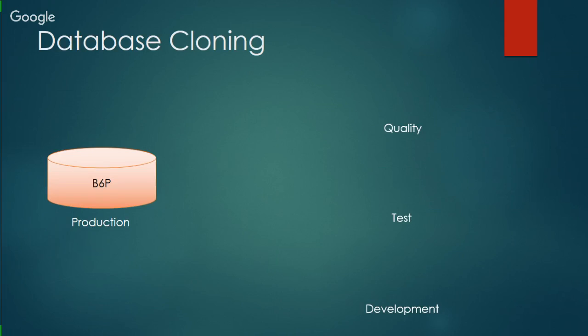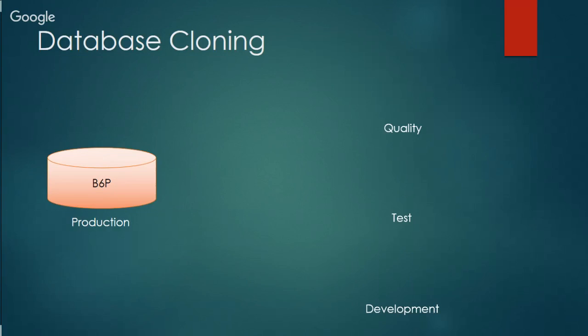We cannot allow them to log into the production database, right? Because it will be a challenge. If the quality team mistakenly makes some changes, and of course every team, like the test team and the development team, might make some changes if we allow them to log onto the production server. That's the reason we cannot allow them to log into the production and do their work. So what we do is create a copy of the production server and hand it over to the teams.